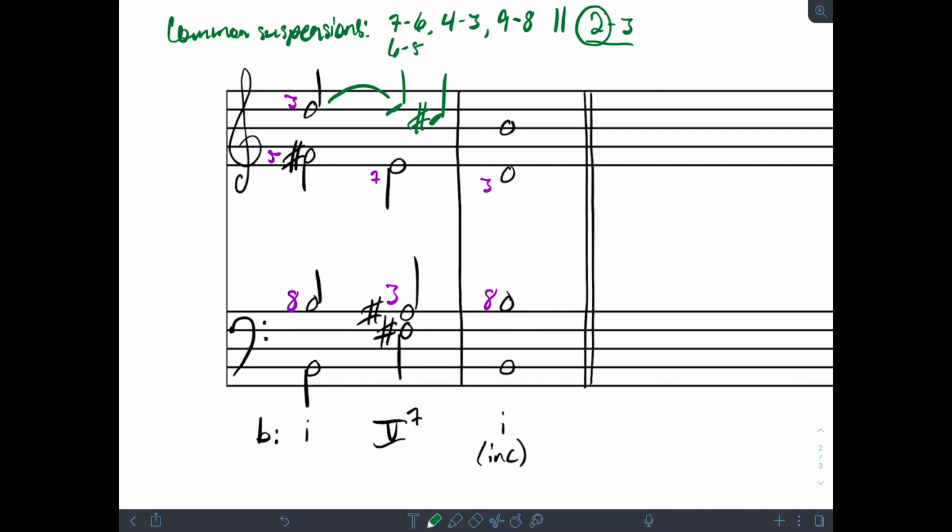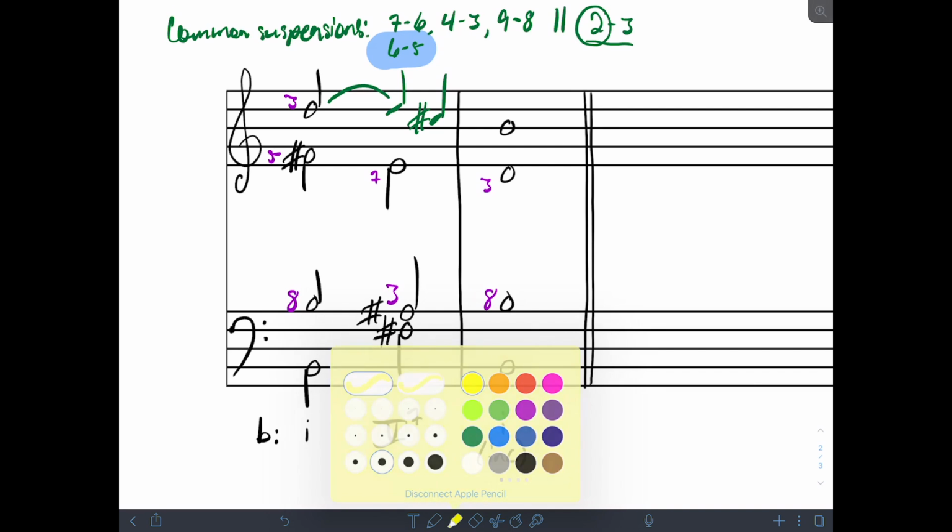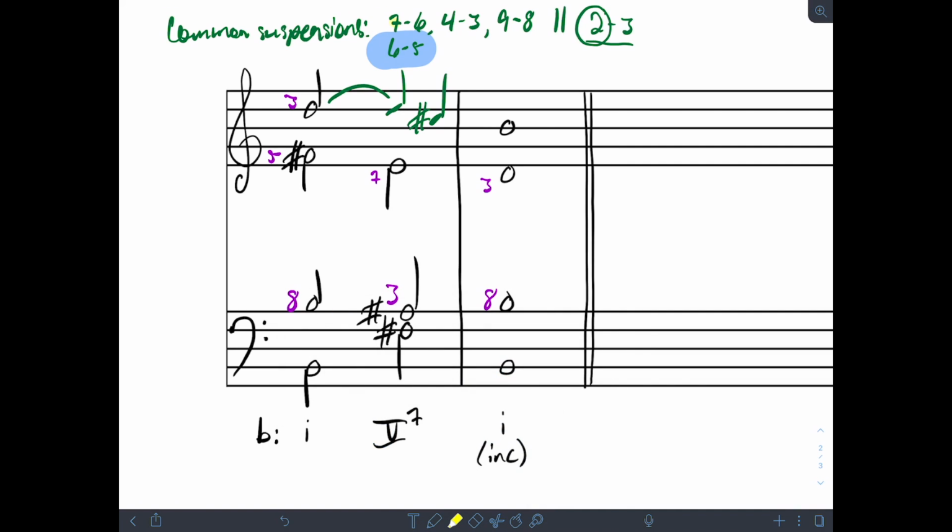So there's an example of a 6/5 suspension for us. The reason that I'm a little hesitant to talk about the 6/5 in terms of being a suspension, technically it is, and in most places you'll find that it is discussed. The difference between the 6/5 and these other ones is, if you look at the other suspensions, that first interval in each case is a dissonant interval in its own right.